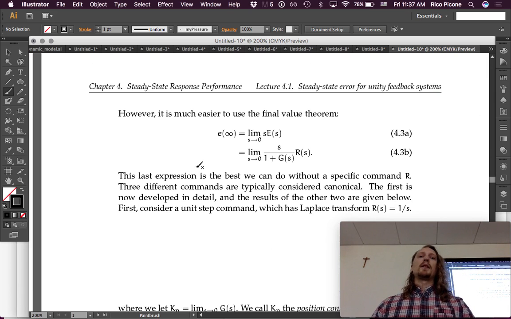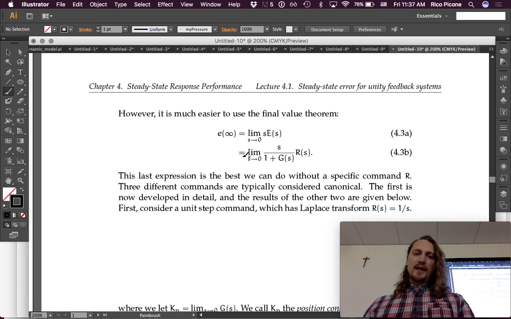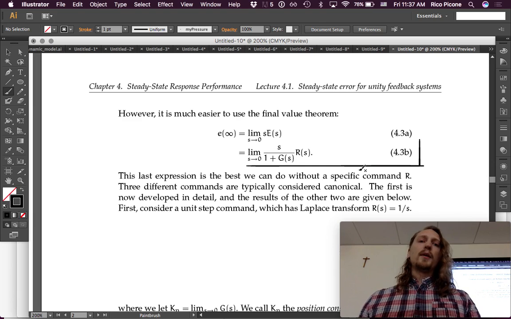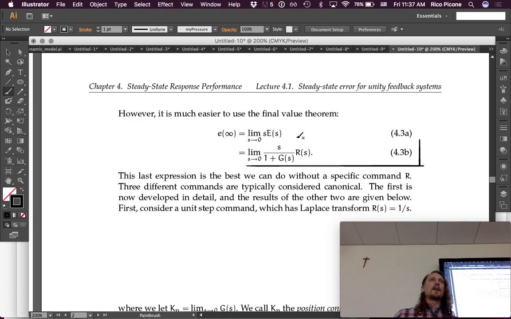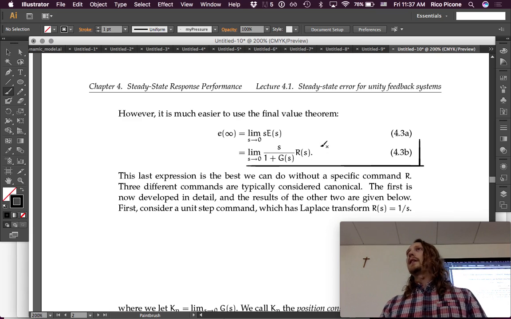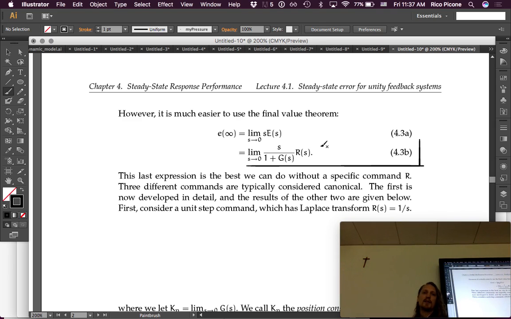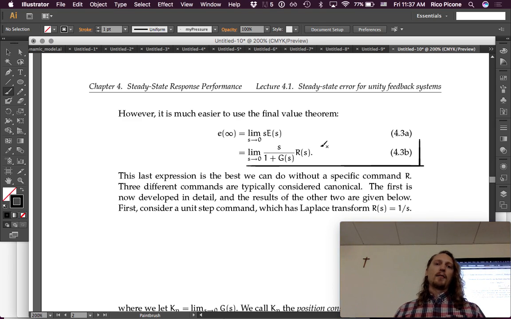So E of infinity is equal to the limit, as s goes to 0, of s E of s, which if we plug in now our expression for E of s that we got, we get this expression here, 4.3b. This is as good as we can do unless we have some command R. We could simplify it more, we could stick G in there, but it doesn't do us any good unless we know what R is. You can't take the limit as s goes to 0 if you don't know what R is, because R is a function of s. So this last expression is the best we can do without a specific R.